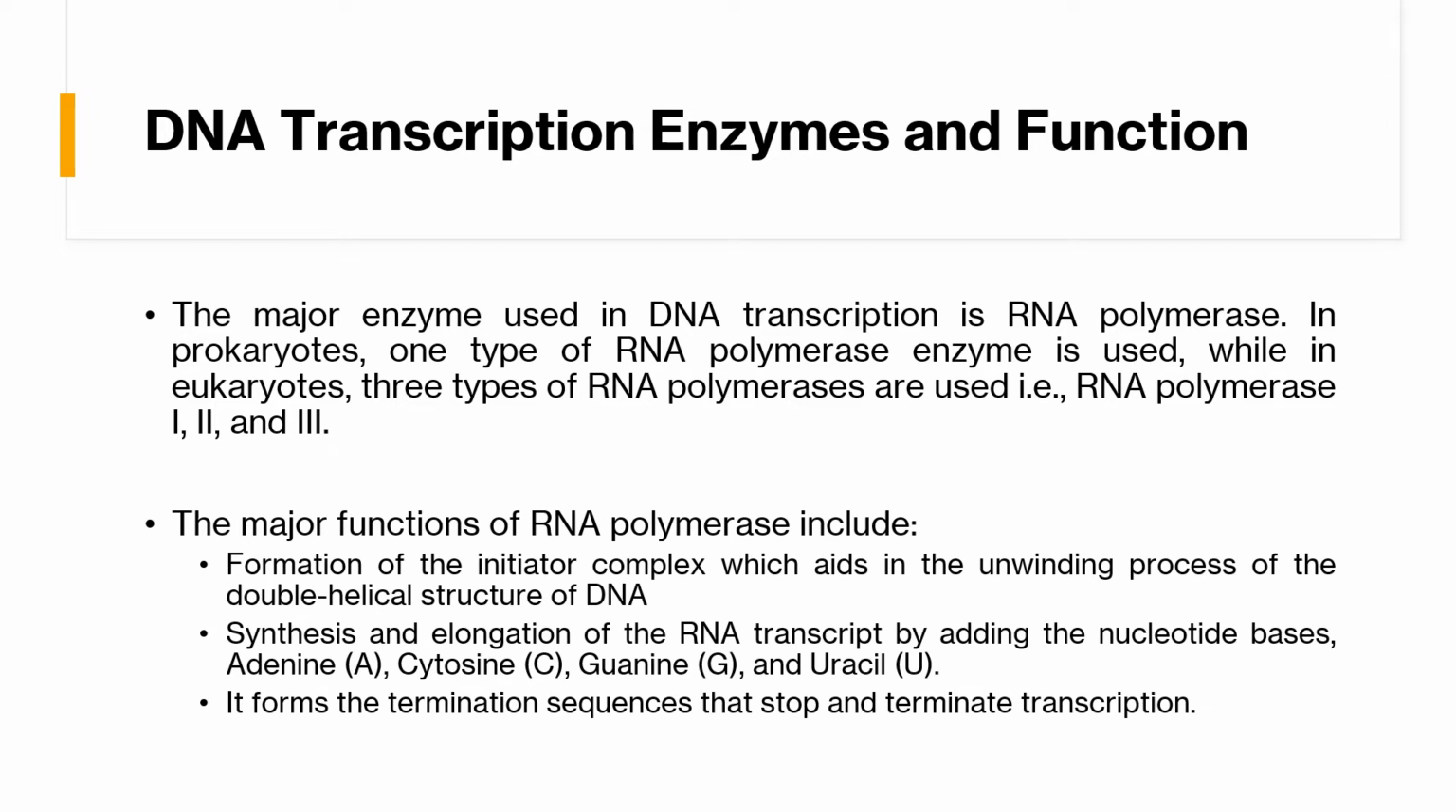The major functions of the RNA polymerase enzyme include formation of the initiator complex, which aids in the unwinding of the double helical structure of DNA, and synthesis and elongation of the RNA transcript by adding the nucleotide bases adenine, cytosine, guanine, and uracil. It also forms the termination sequence that stops and terminates transcription.